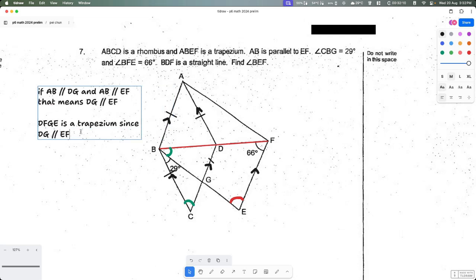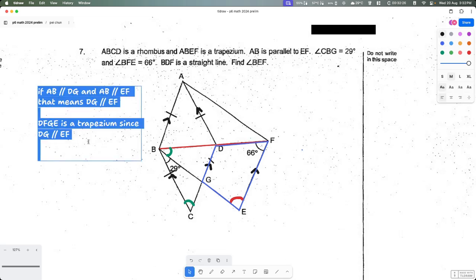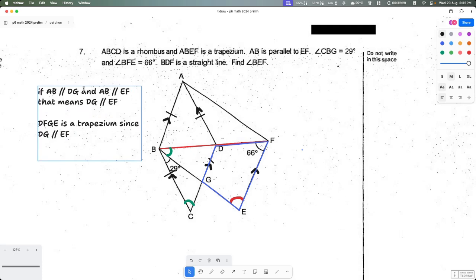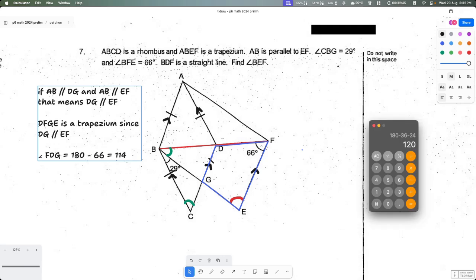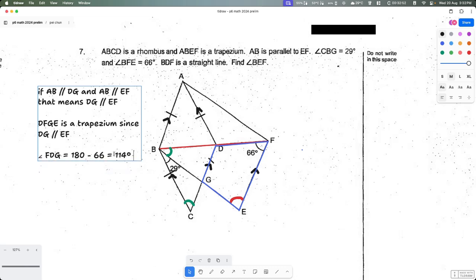Now with that said, we know that the trapezium over here, I'm going to draw a line to highlight this so that it's easier to see. So DG, to GE, to EF, to FD is a trapezium. The next thing is we can get the angles. Angle FDG is equal to 180 minus 66, which is equal to 114. Using our calculator, 180 minus 66 is 114 degrees.